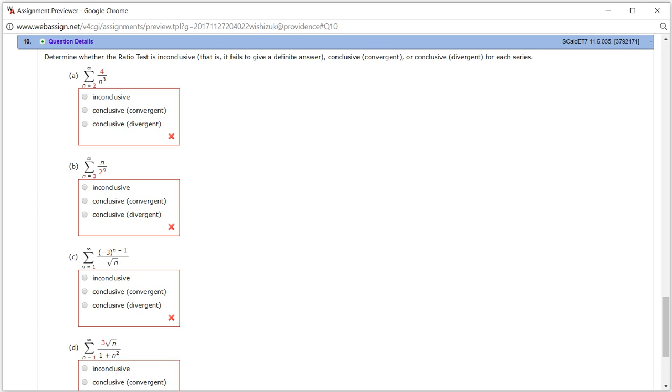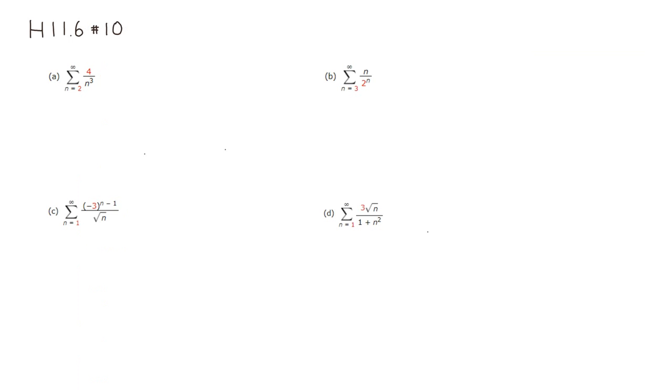Alright, let's look at homework 11.6, problem number 10. Let's apply the ratio test to the following series. Let's look at part A. So let's look at the limit as n approaches infinity.